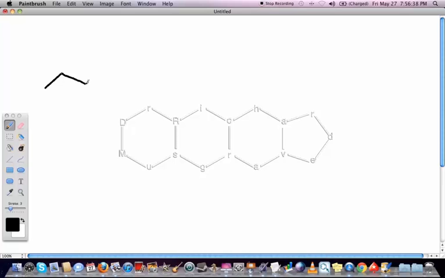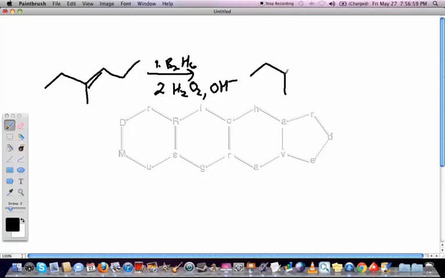Alright, so we've got a double bond compound here. And what we're going to do is add B2H6 and then H2O2 and OH minus. And what's going to happen is the product we get is not the one we'd expect for a Markovnikov addition. Markovnikov addition would have the OH on the most substituted carbon. This puts the OH up here. Alright, let's see why that is.